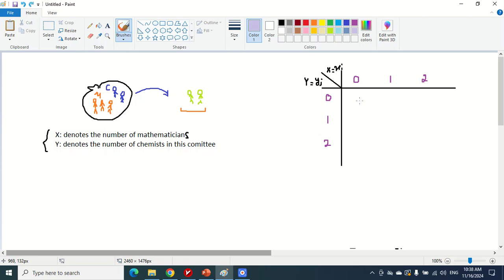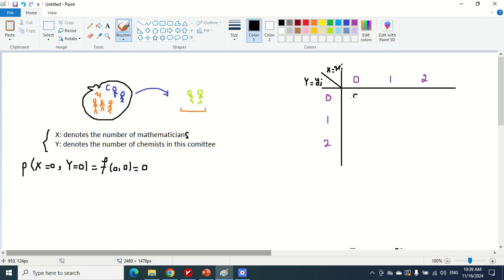So the possible cases for that one means that it's the same as calculating the probability of the number of mathematicians X equal to 0, and the number of chemists also equal to 0. But it's impossible because the committee is of size 2. So this value, the probability of X equal to 0 and Y equal to 0, that we denoted by f at the point (0, 0), is equal to 0, because it's impossible to have no mathematician or no chemist in that group. So this probability is equal to 0.